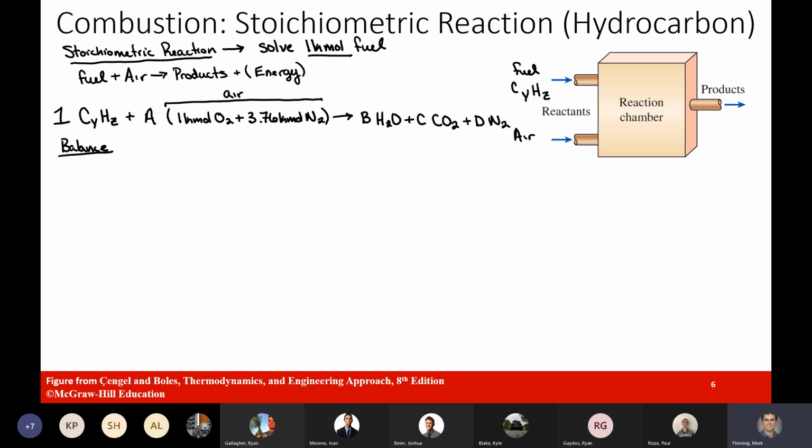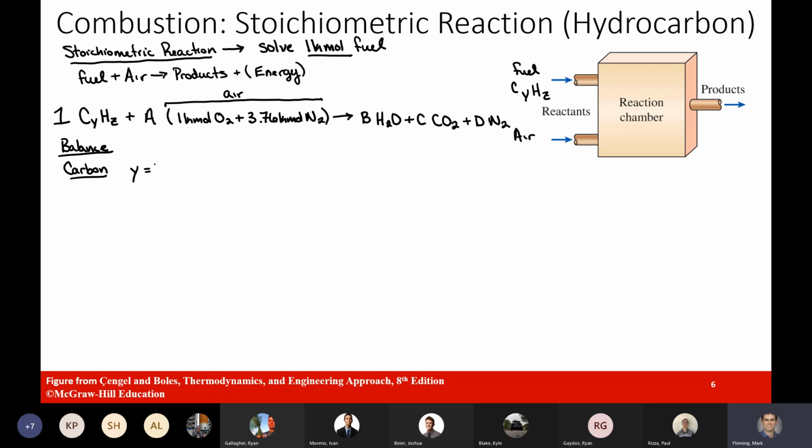We want to work through this element by element, and the first thing I always like to do is start with carbon. Starting with carbon, we have some carbon in our fuel on the left-hand side. This is the only carbon that we'll be bringing in, since our air doesn't have any carbon in it. We're assuming, again, no carbon dioxide in the air. So on the left-hand side, we just have the y, because it's y times 1.